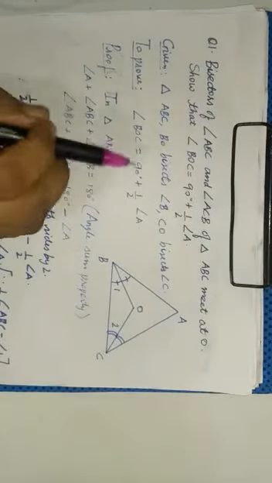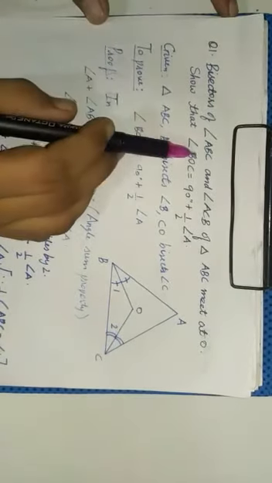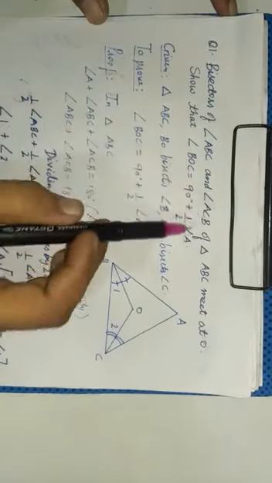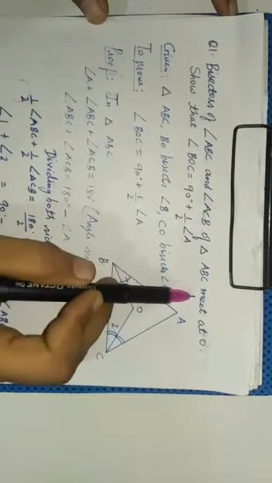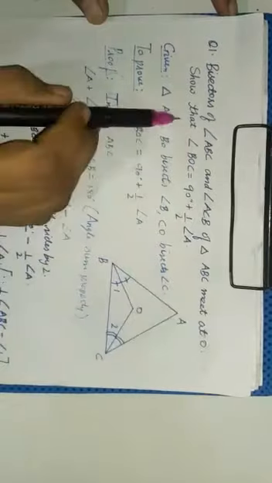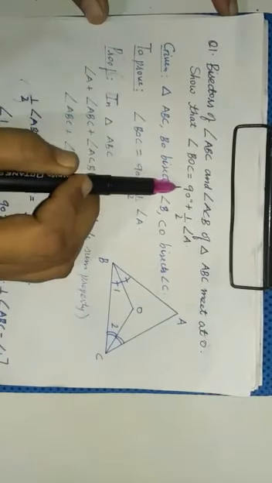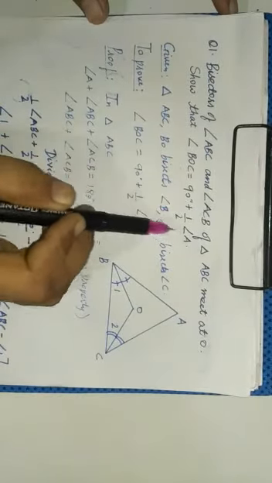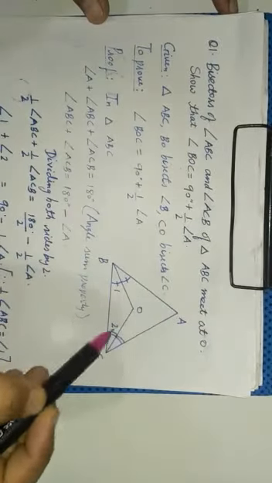Okay, students, let's do this question. Bisectors of angle ABC and ACB of a triangle meet at O. Show that angle BOC equals 90 degrees plus half of A. Now you can see in this triangle what is given.